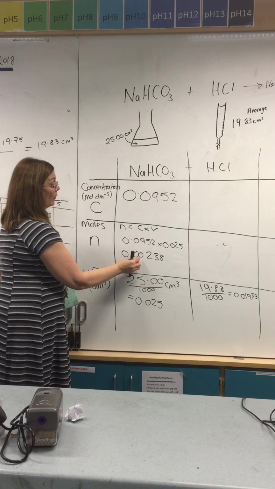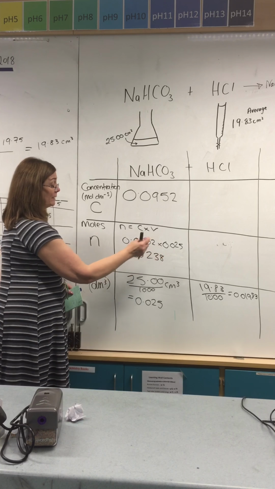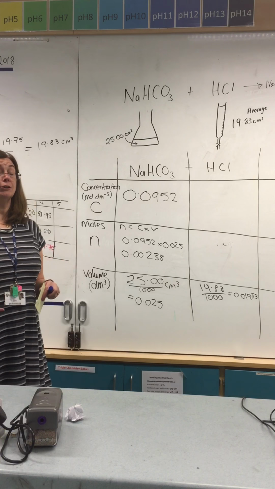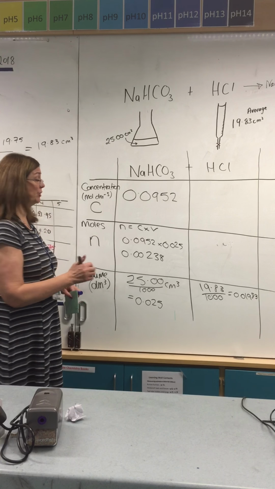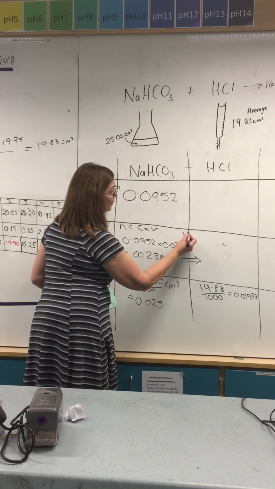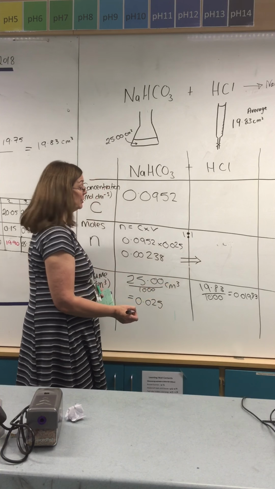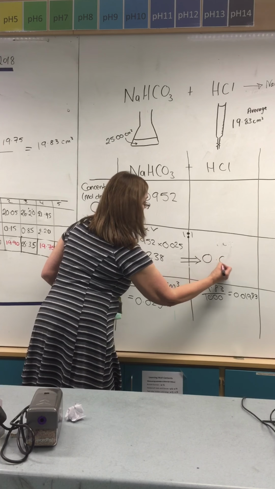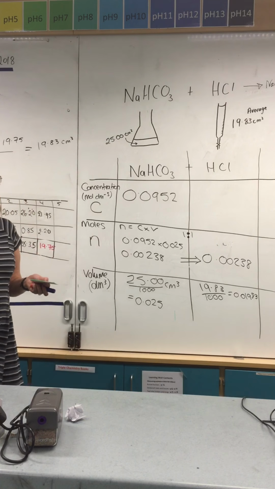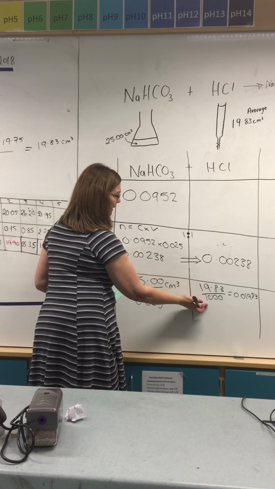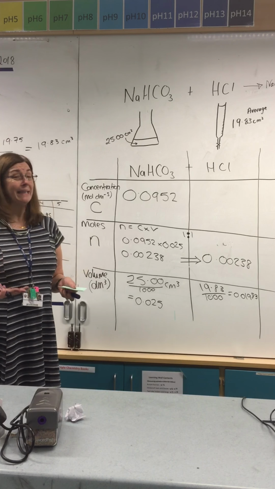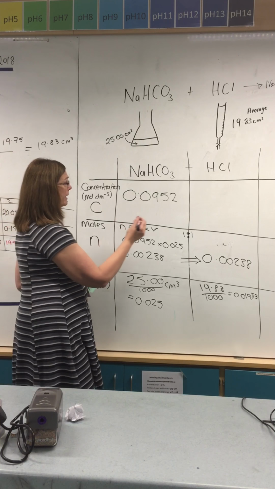So if I've got 0.00238 moles of sodium hydrogen carbonate, it will exactly neutralise the same number of moles of hydrogen chloride. So I can take that directly over here because it's a 1-to-1 relationship. So this is 0.00238. Now that's great because I've now got 2 pieces of information. I can calculate the third. So this is what I wanted to know. What is the concentration of the hydrochloric acid?